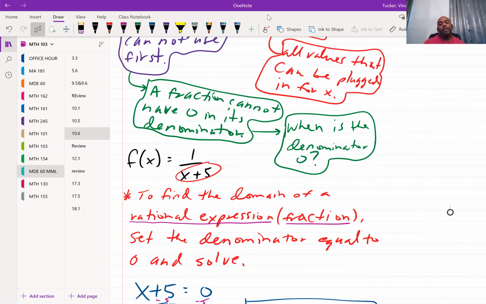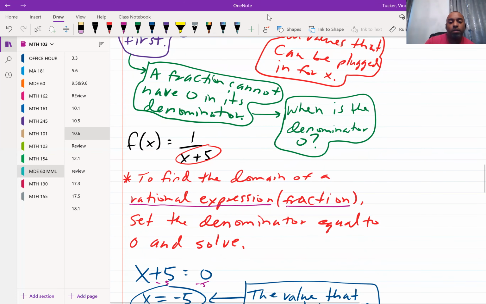Okay, so we have f of x equal to 1 over x plus 5. To find the domain of a rational expression, and a rational expression is just another way of saying fraction, you set the denominator equal to 0 and solve. Because remember, we don't want the denominator to be equal to 0. So we set x plus 5 equal to 0 and solve.